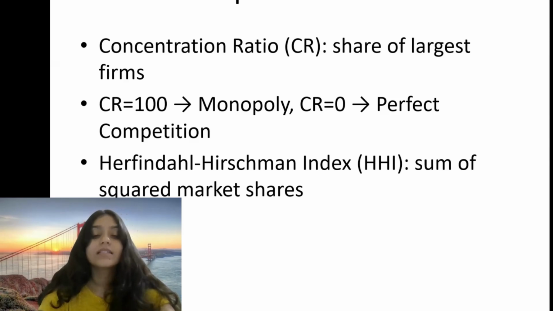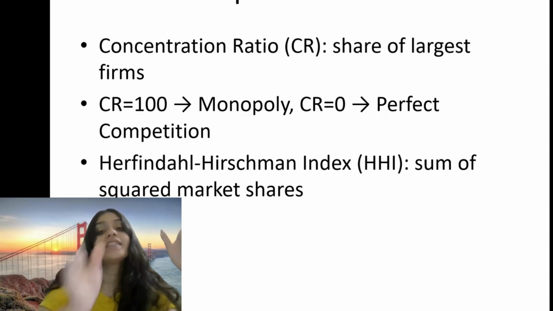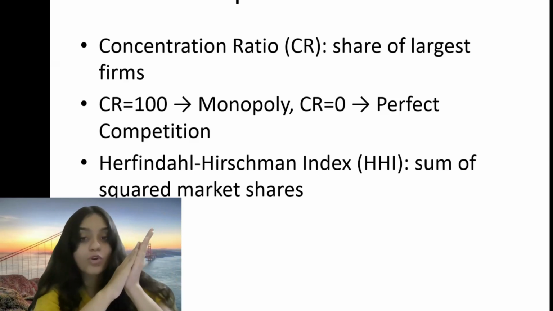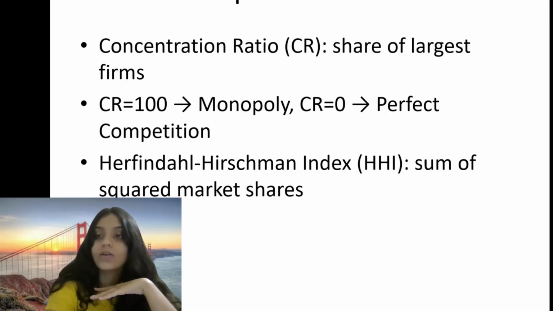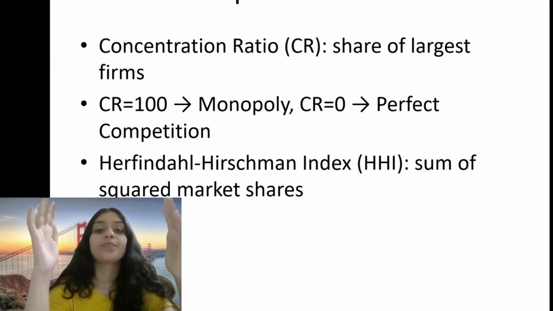Then let's take the opposite example, in agriculture, like wheat farming. No single farmer will control the market, correct? So the concentration ratio is equal to zero, which means that there is perfect competition. So if CR is equal to 100, then there is monopoly, and if CR is equal to zero, then there is perfect competition. Now, what is its limitation?